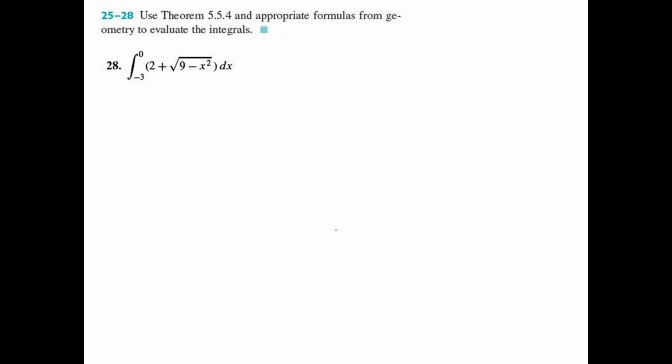Use theorem 5.54 and appropriate formulas from geometry to evaluate the integral. Okay, so it is not obvious what the shape of 2 plus the square root of 9 minus x squared is, right? If you're not that comfortable with conics, that may not be that obvious. So what we can do is break this up as the definite integral from negative 3 to 0 of just 2 dx, and add it with the definite integral from negative 3 to 0 of the square root of 9 minus x squared dx.